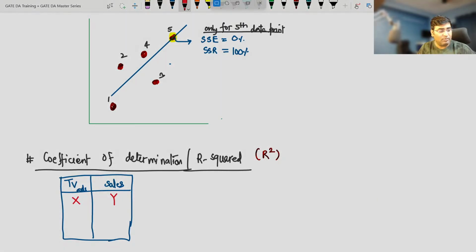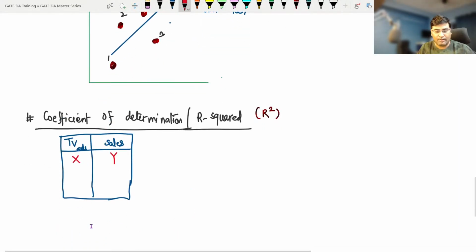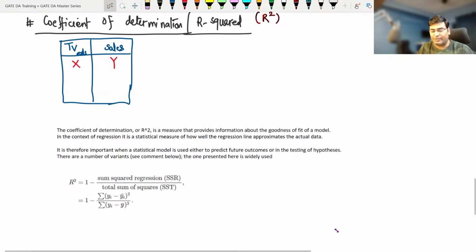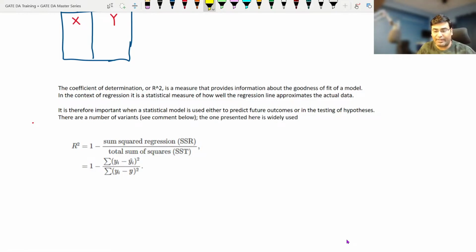Okay. So now, let me put a quick screenshot here to save some time. This is how we define coefficient of determination. And this is the formula we are going to use. One of the ways of calculating coefficient of determination is 1 minus the sum of squares of regression divided by the total sum of squares, SST, right? So 1 minus sum of squares regression over total sum of squares.